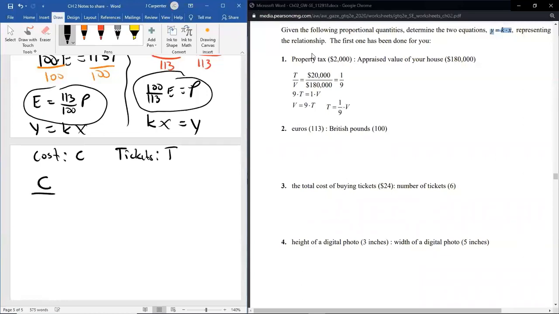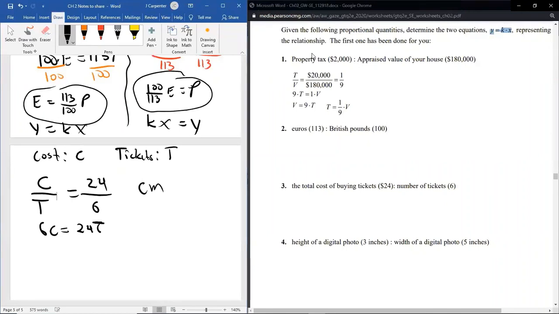So I'm going to go C over T. I could do T over C. Doesn't matter. Just be consistent. So make sure you put the cost of 24 in the top, the number of tickets, which is 6, in the bottom. Then we cross multiply, and we get 6C is equal to 24T.